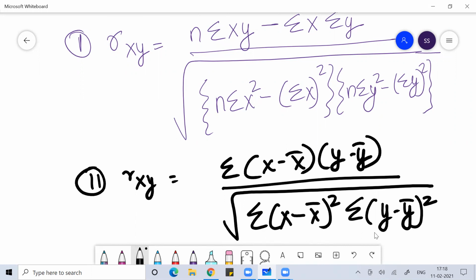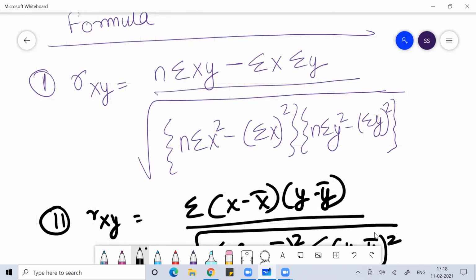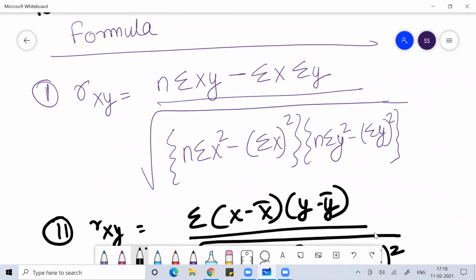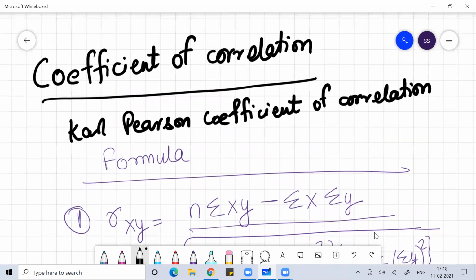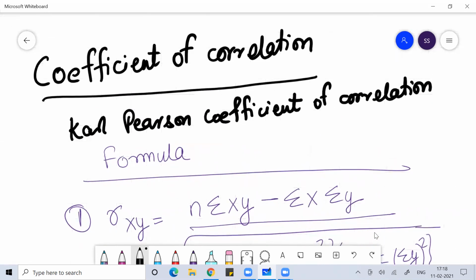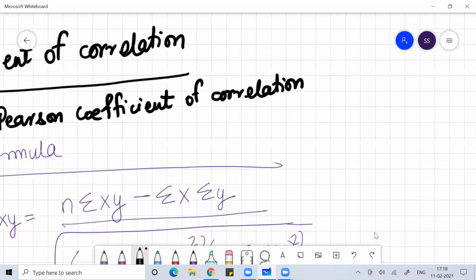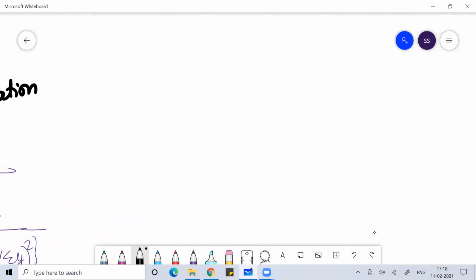I'll talk about the derivation of these two formulas. Okay, everyone. So the purpose of this class is to discuss the formula of the Karl Pearson coefficient of correlation and how to derive this formula. The formula part is one thing, and if you're really interested in statistics, you want to go into a more detailed discussion to understand how this formula came.